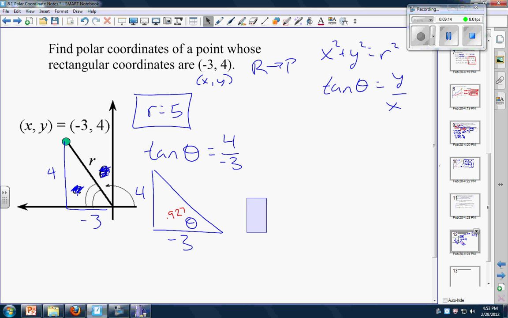But this is actually the angle that we need to use to represent this. So how far did it take to get from there to there? Let's call that guy theta 2.